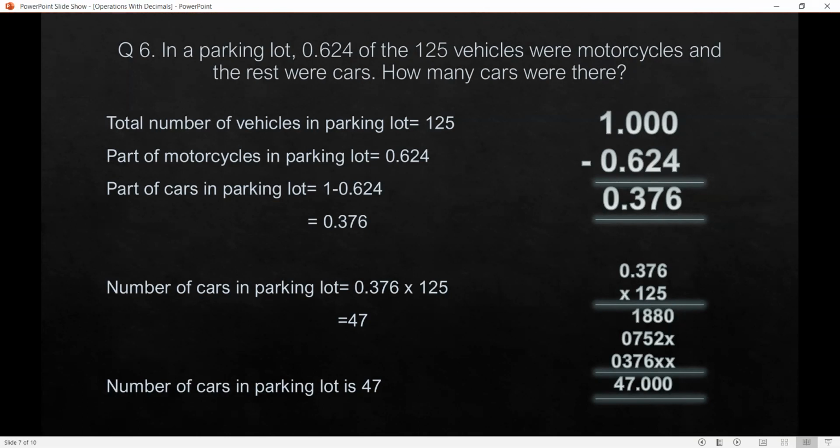I think it's clear to all of you because the total number of vehicles is given and we consider that the motorcycles and the cars together are 1. So we will subtract and find the part of cars and multiply it with total vehicles. We will find out that there are 47 cars in the parking lot. So let's start with the next question.